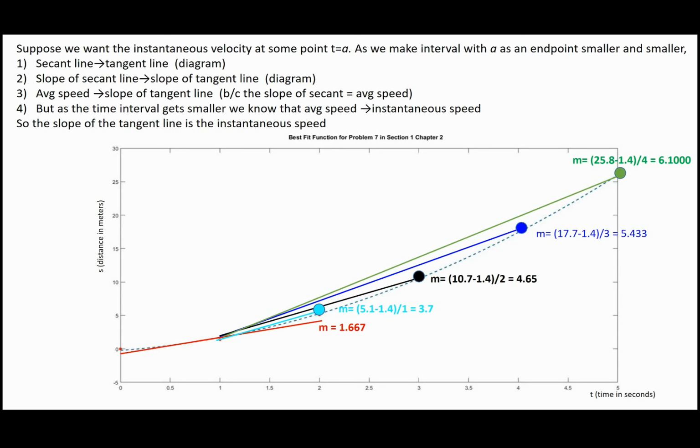But we said in class, as that interval gets smaller and smaller, the average speed should converge to the instantaneous speed. So this tells us that the slope of the tangent line must be the instantaneous speed, because the average speed is converging to the slope of the tangent line, and the average speed, we know physically, must converge to the instantaneous speed. And that's the argument. That's the train of thought we want here.